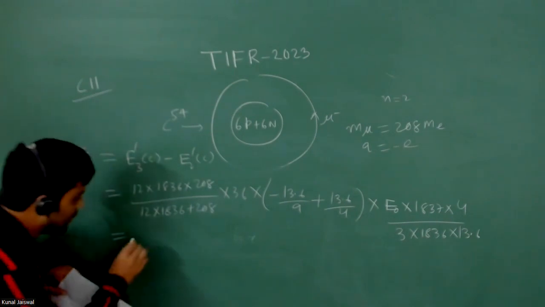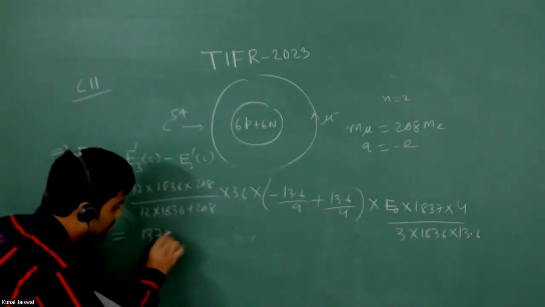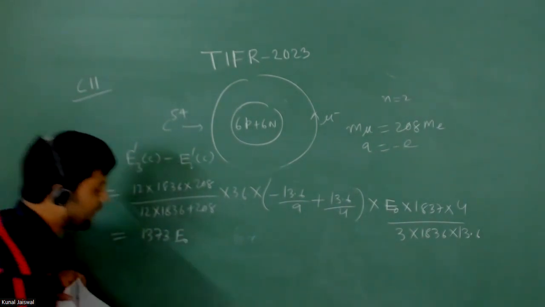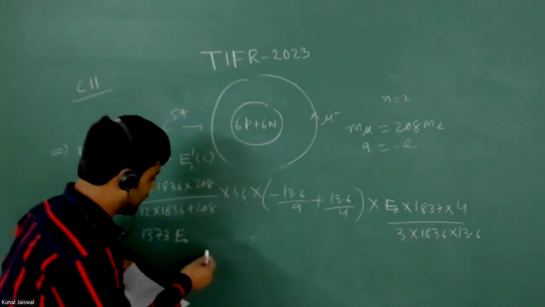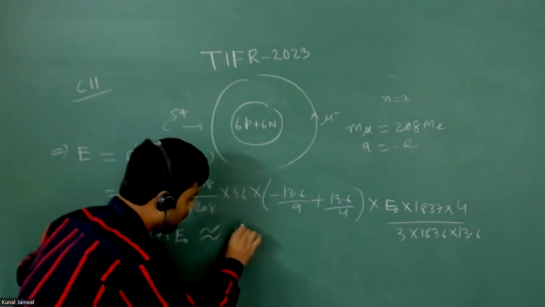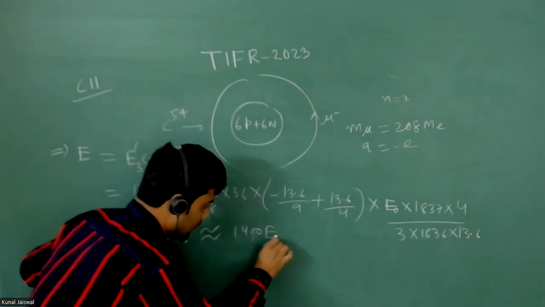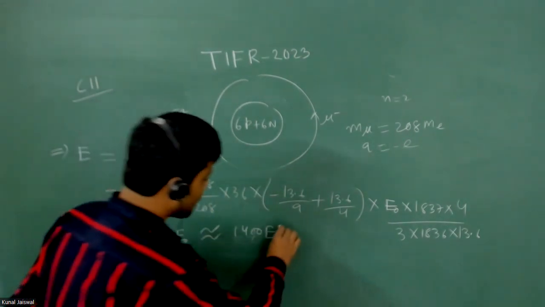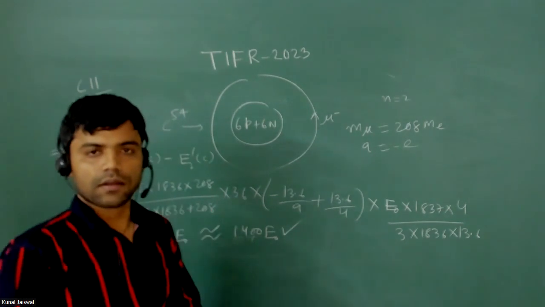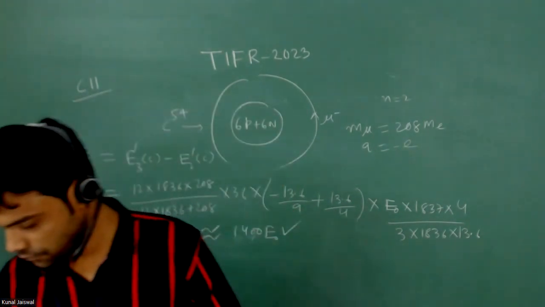If you simplify it, you'll get that value, that is 1373 E naught. According to the given options, this is very close to 1400 E naught. They ask for the closest value, so this will be the correct answer. Thank you very much.